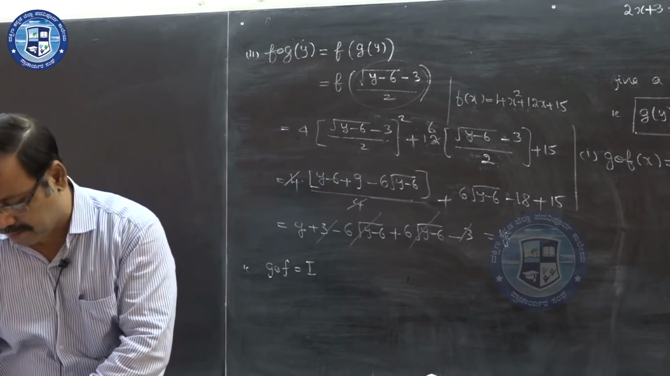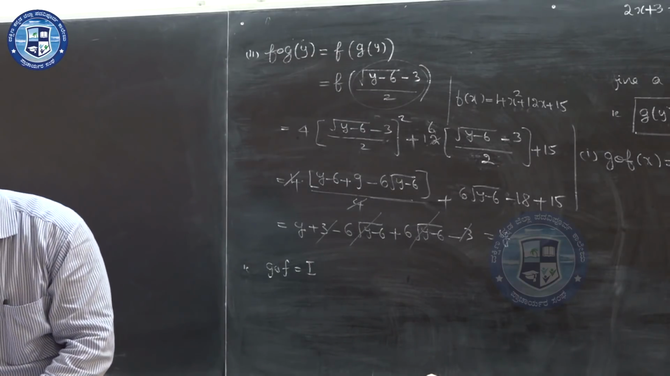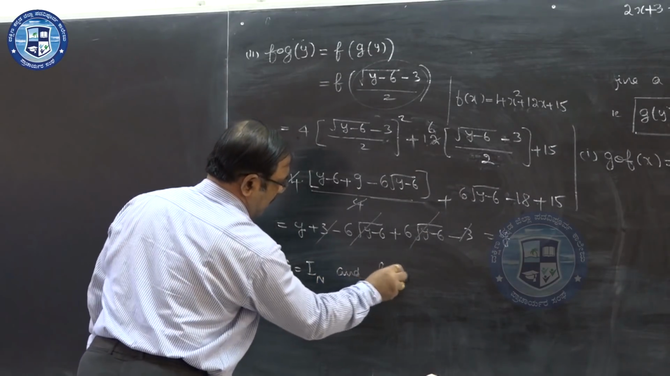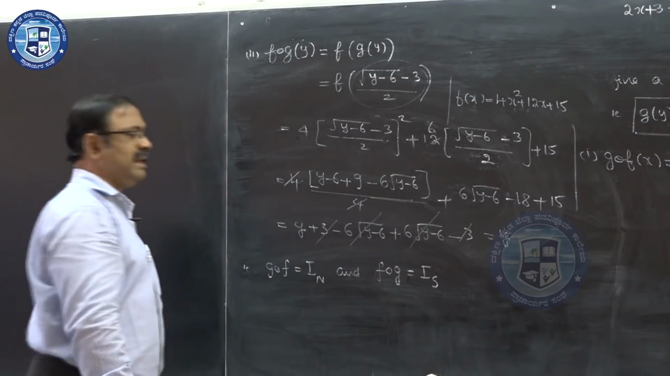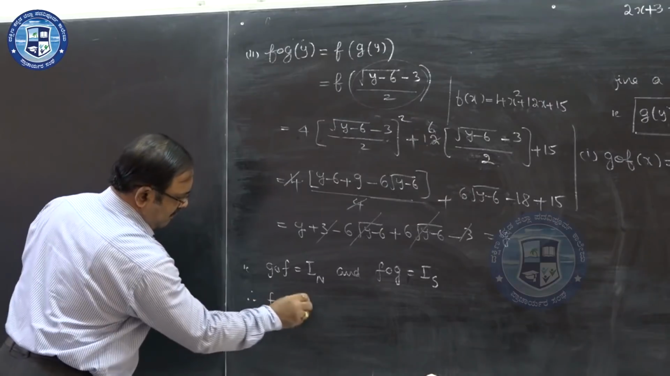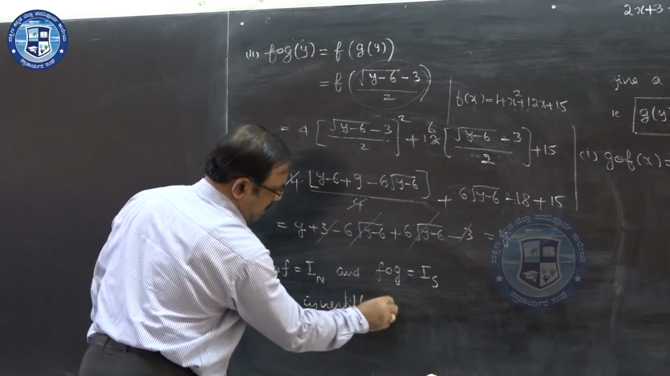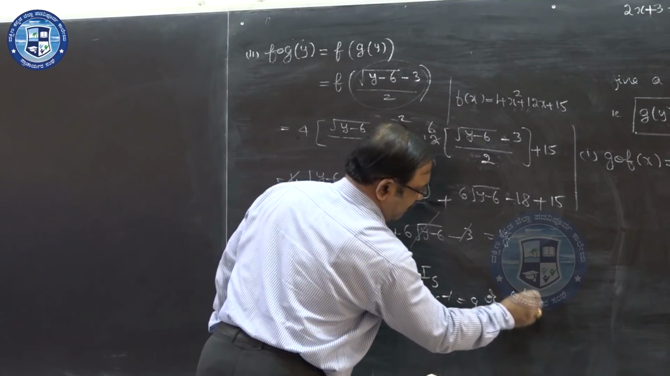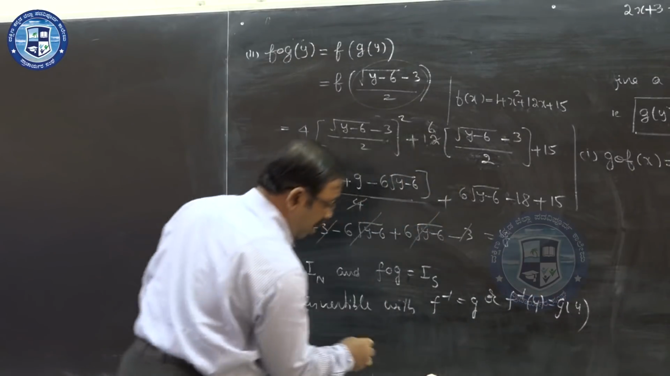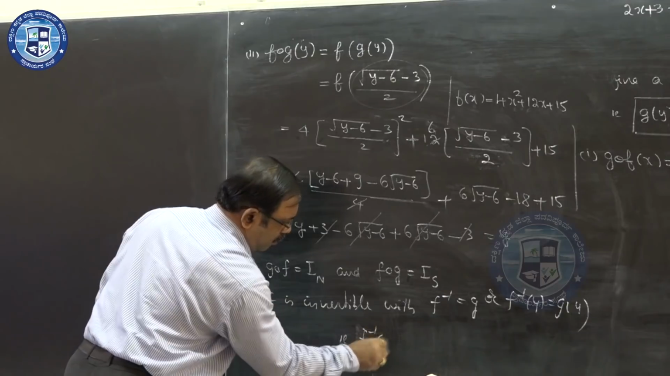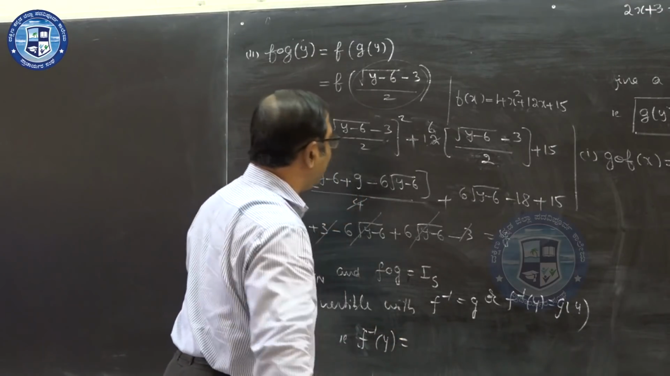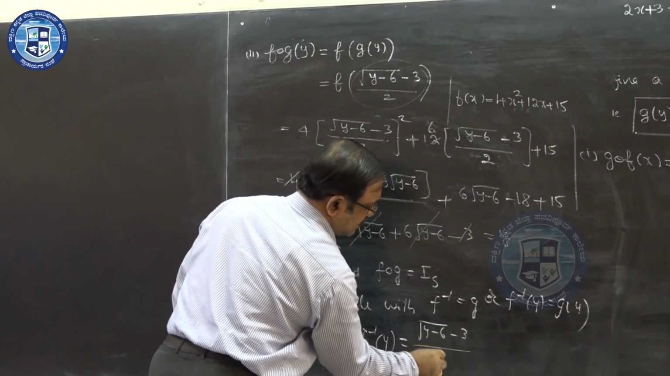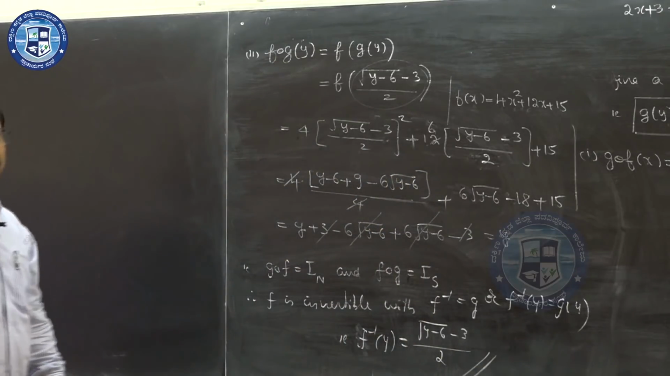The function is defined from N to S. So this is N, and F composite G of I is in S. Therefore, F is invertible with F inverse equal to G, or F inverse of Y is G of Y. What is G of Y? I have written G of Y as root of Y minus 6, minus 3, by 2.